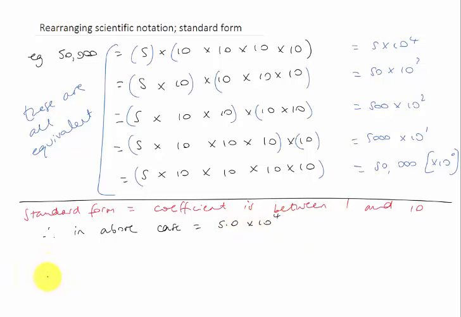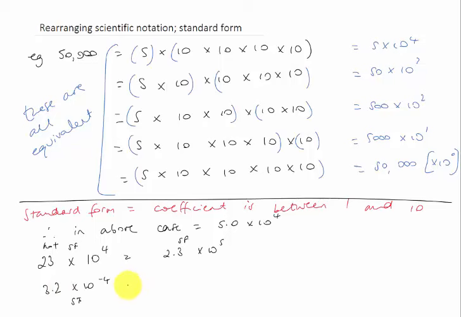Let's take another example. Let's say we've got, I don't know, 23 times 10 to the power 4. That's not standard form. Whereas 2.3 times 10 to the power 5 is standard form, because this coefficient here, the 2.3, is in between 1 and 10. Or if we've got 3.2 times 10 to the minus 4, that is standard form, because this coefficient here is between 1 and 10.